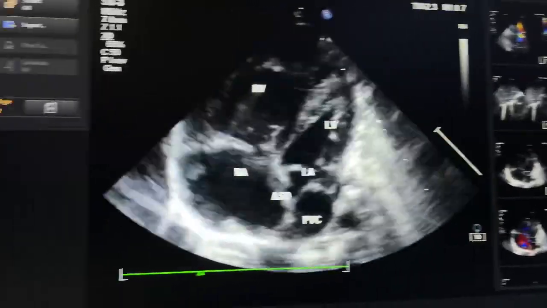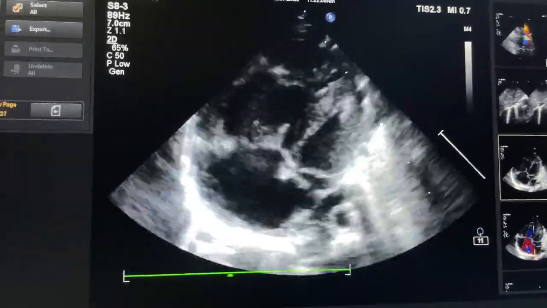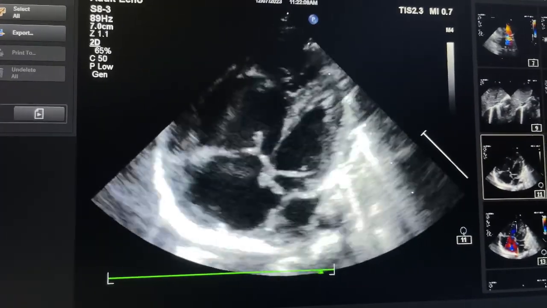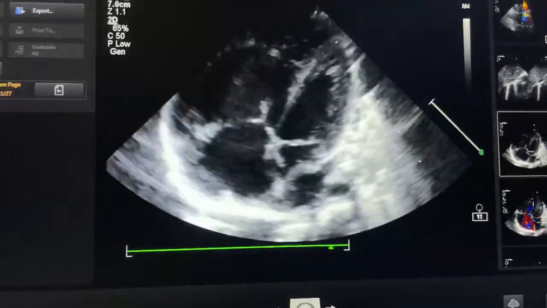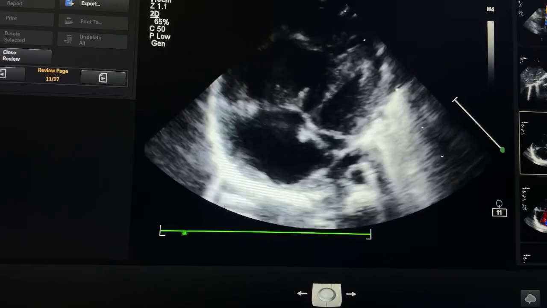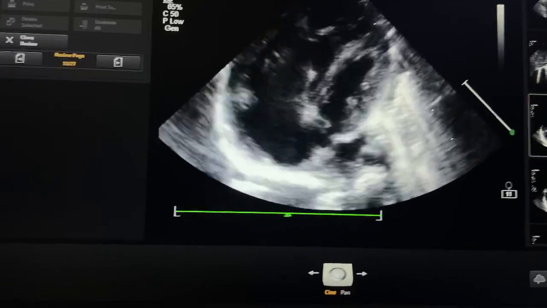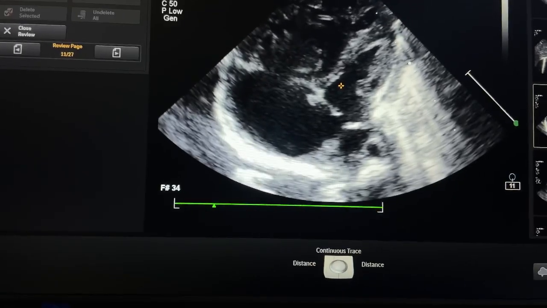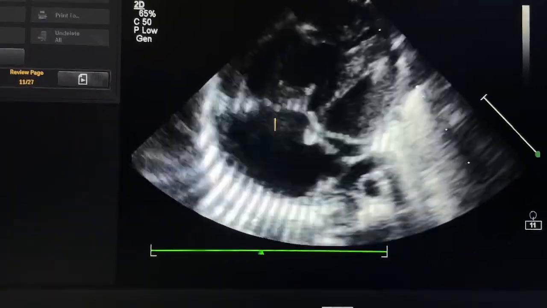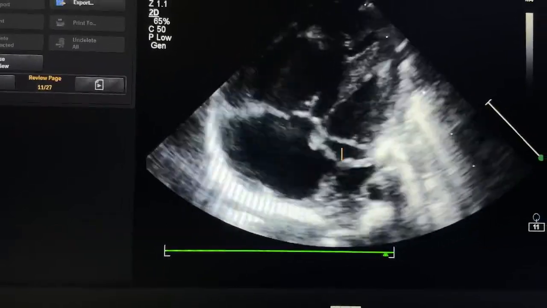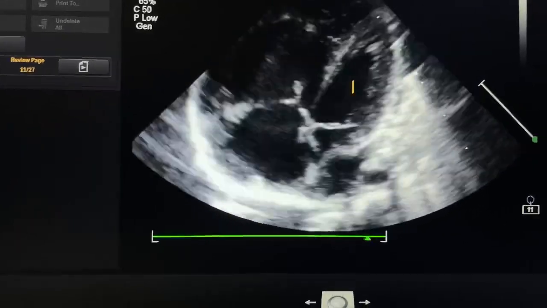Let us go to the next image. Again the same thing. You can easily see the right atrium and right ventricle severely dilated. In the moving image, you can see this is the right ventricle, right atrium. This is ASD, a very small ASD. This is the pulmonary venous confluence. This is the left atrium. This is the left ventricle.